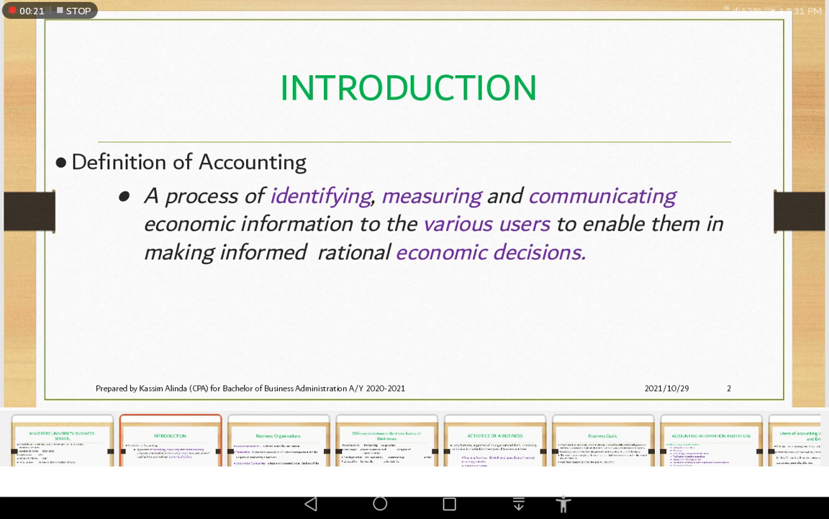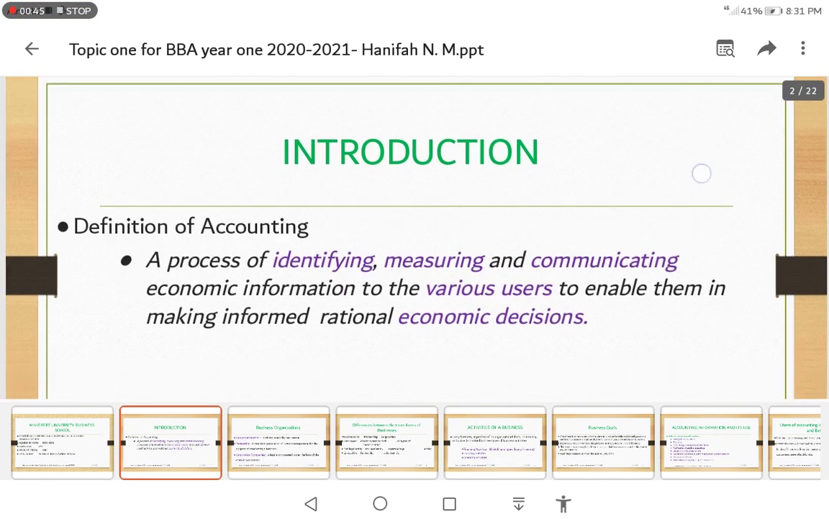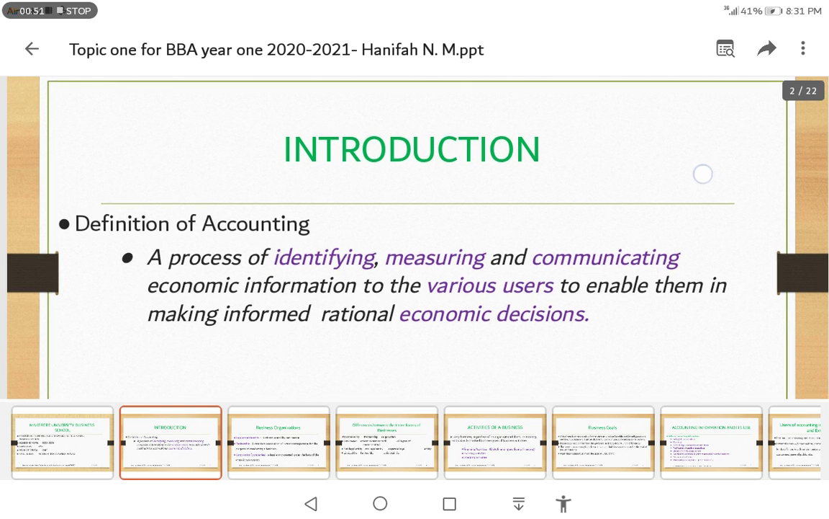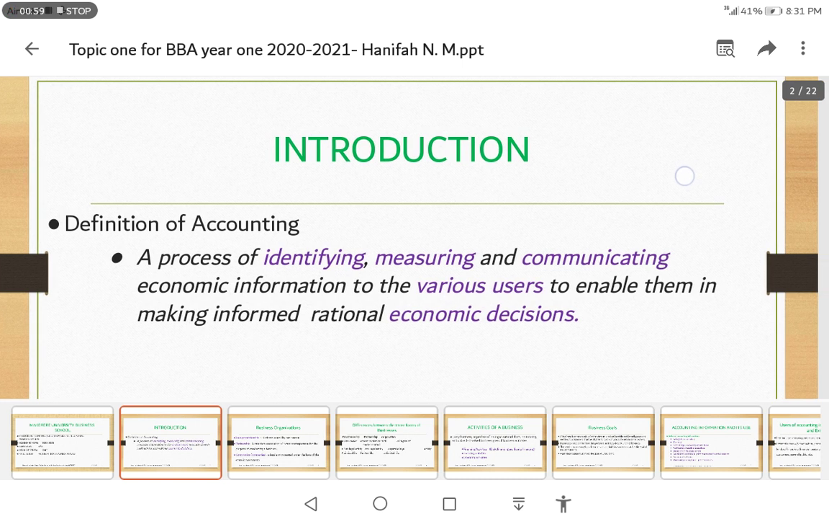With the introduction of accounting. What is accounting? Accounting is a process of identifying, measuring, and communicating economic information to the various users to enable them in making informed, rational economic decisions. So, what do they mean by rational economic decisions? These are decisions made by the organization, including working capital decisions, capital budgeting decisions, investment decisions, etc.